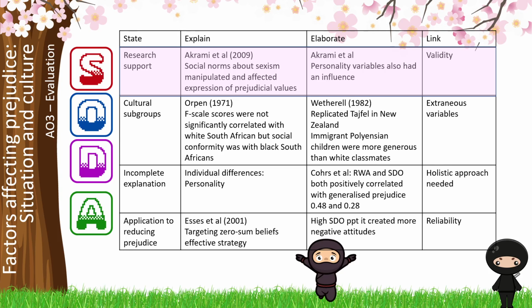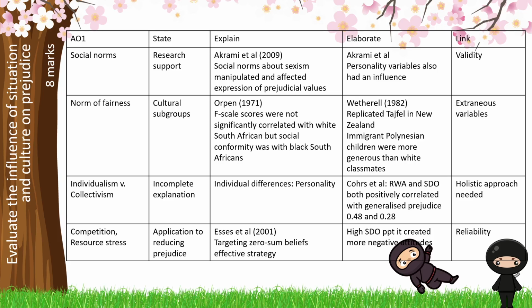We're always going to have a link at the end, which is like a mini conclusion or judgment in relation to the paragraph that we've just discussed, and this is going to help us form our balanced conclusion at the end. So if we've got this 8 marker, evaluate the influence of situation and culture on prejudice, how are we going to construct it? Well, we're going to think about tailoring and tying our AO1, our knowledge, our explanation, with different pieces of evaluation.